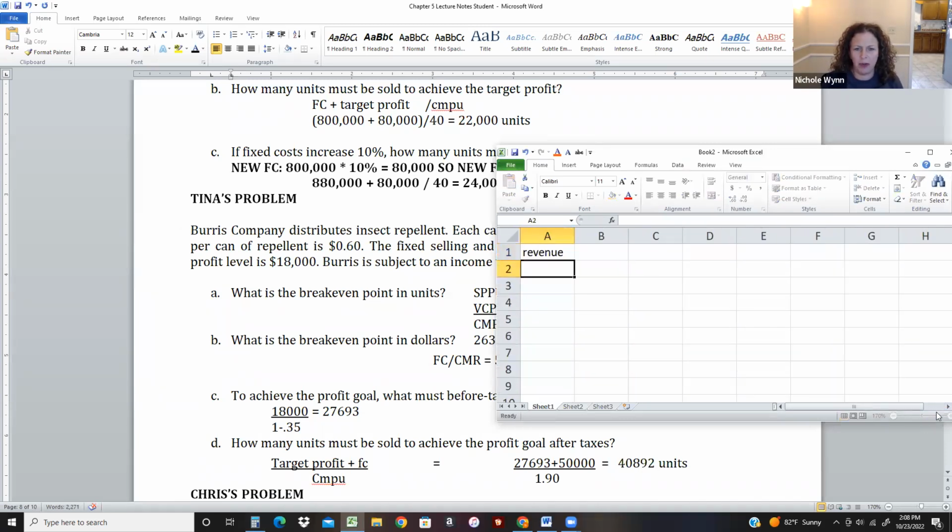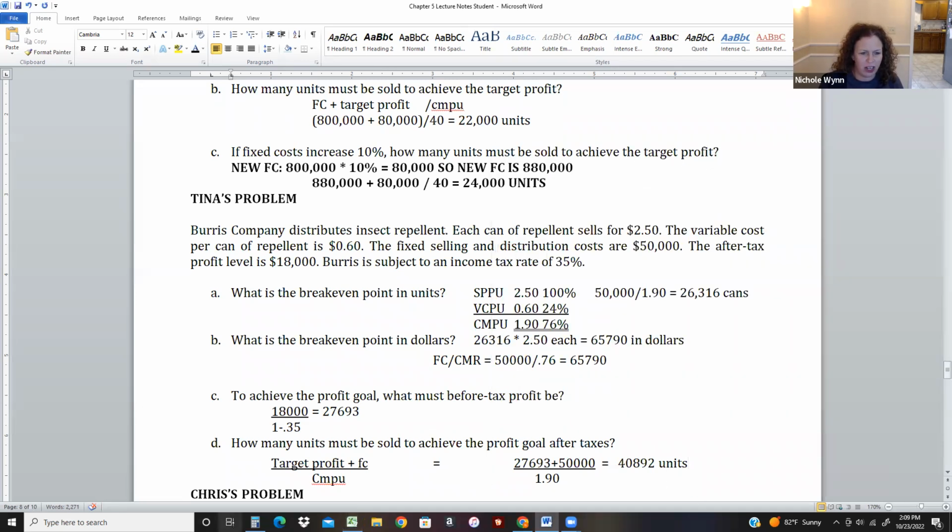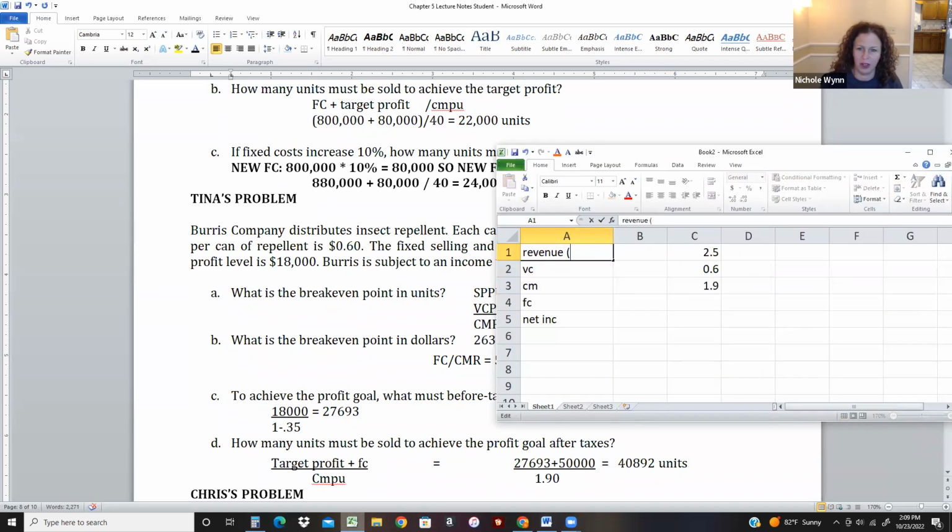So remember that revenue minus variable cost is contribution margin, minus fixed cost is net income. And I'm selling these cans of insect repellent for $2.50 and they cost me 60 cents. So every time I sell one can, it's $1.90. And I'm wondering what will happen if I sell exactly 40,892 cans. So if I sold exactly 40,892 times 2.50 each, and I took 40,892 times 60 cents each, these numbers are just so ugly that it's hard.